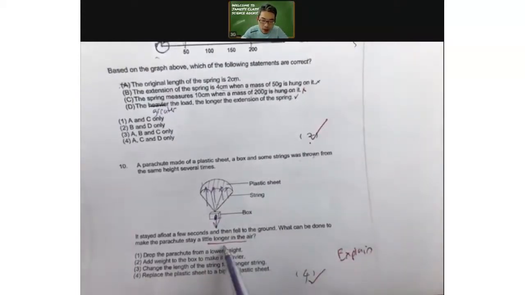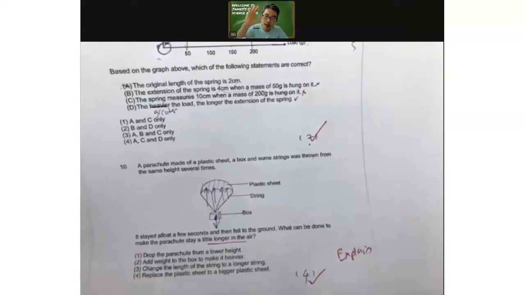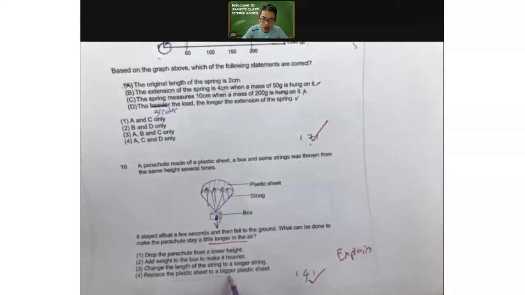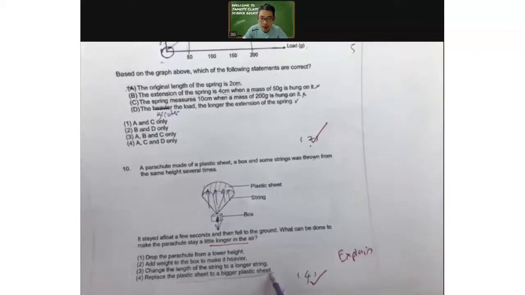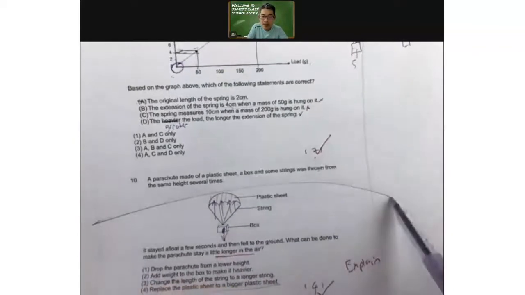So if you want it to stay longer in the air, you've got to slow it down even more, right? How can you slow down the fall even more? You can increase the air resistance by changing the plastic sheet to a bigger plastic sheet. But for those who are thinking a bit deeper, the larger the plastic sheet, the more mass it has. Of course, the whole thing will have more mass, so the whole thing will be heavier as well. So this cannot work indefinitely. You cannot use a plastic sheet that's this big. That can also create problems of its own.